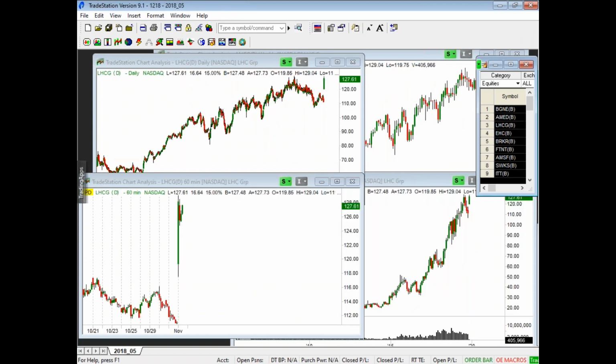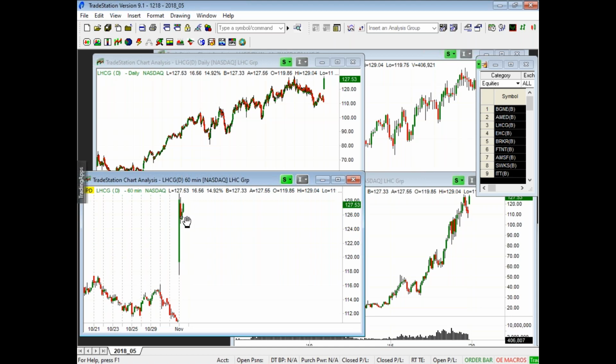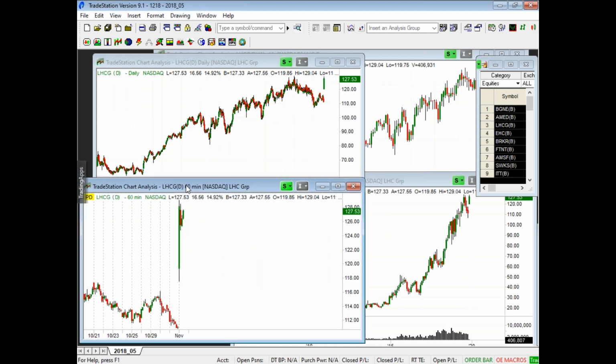I need to still go and add that extra data in there that Richard showed me how to add back on my TradeStation.